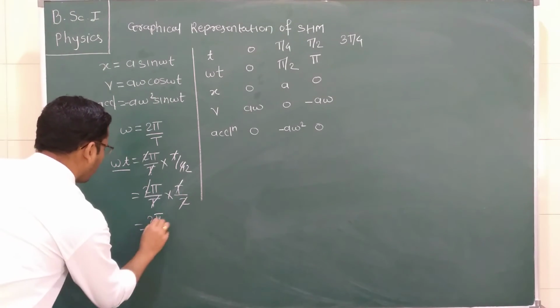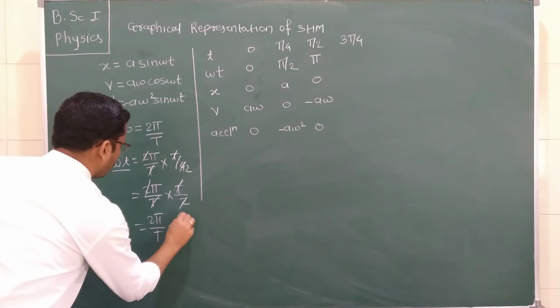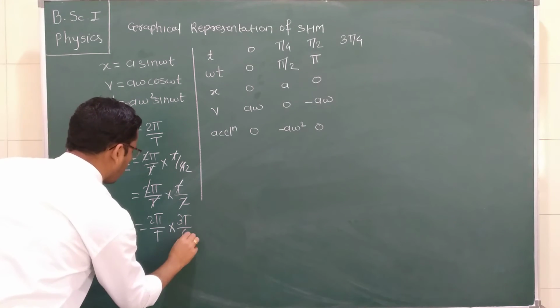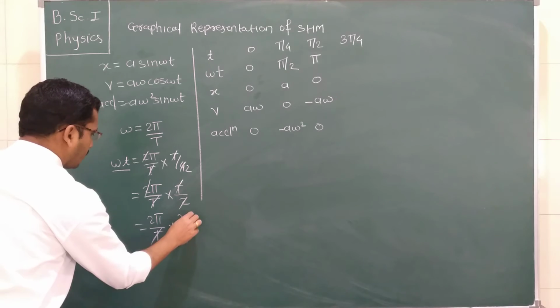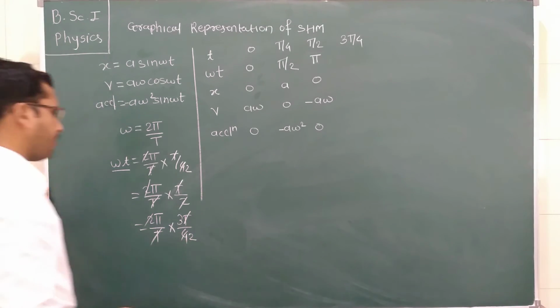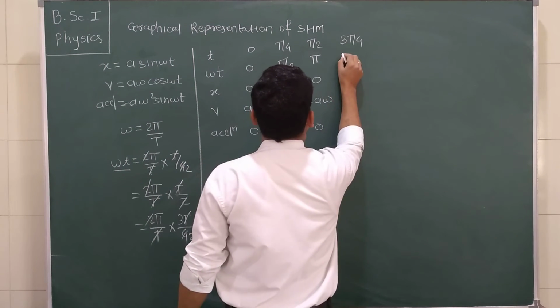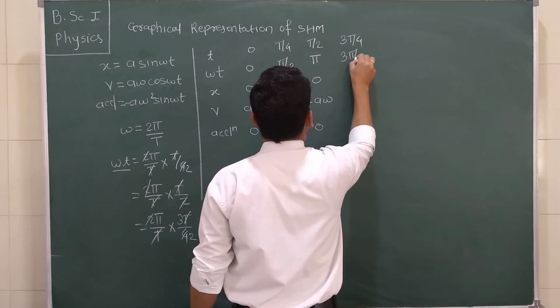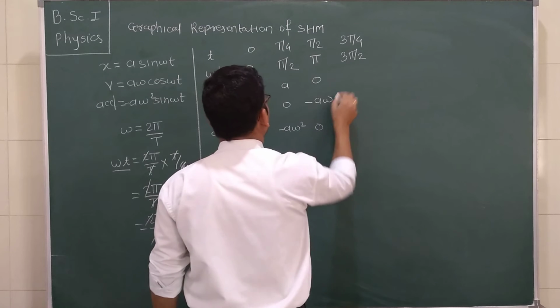Then we can write here it is 3T divided by 4. Omega t is 2 pi upon capital T into 3T divided by 4. This T gets cancelled and it is 3 pi by 2. It is 3 pi divided by 2. And what is this?